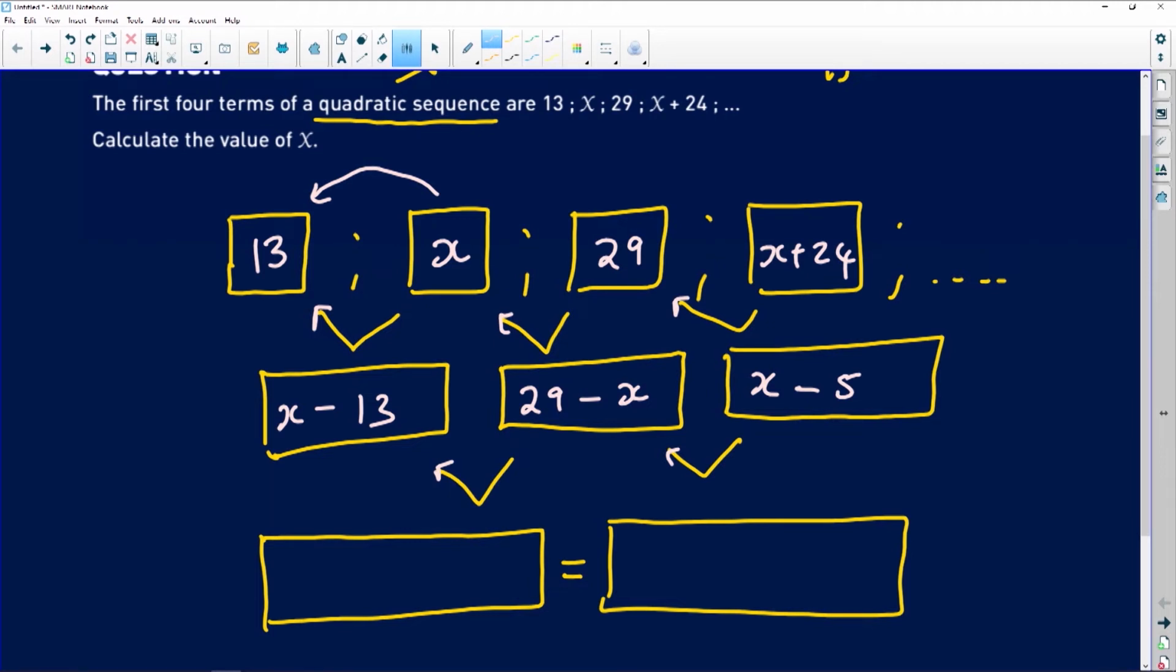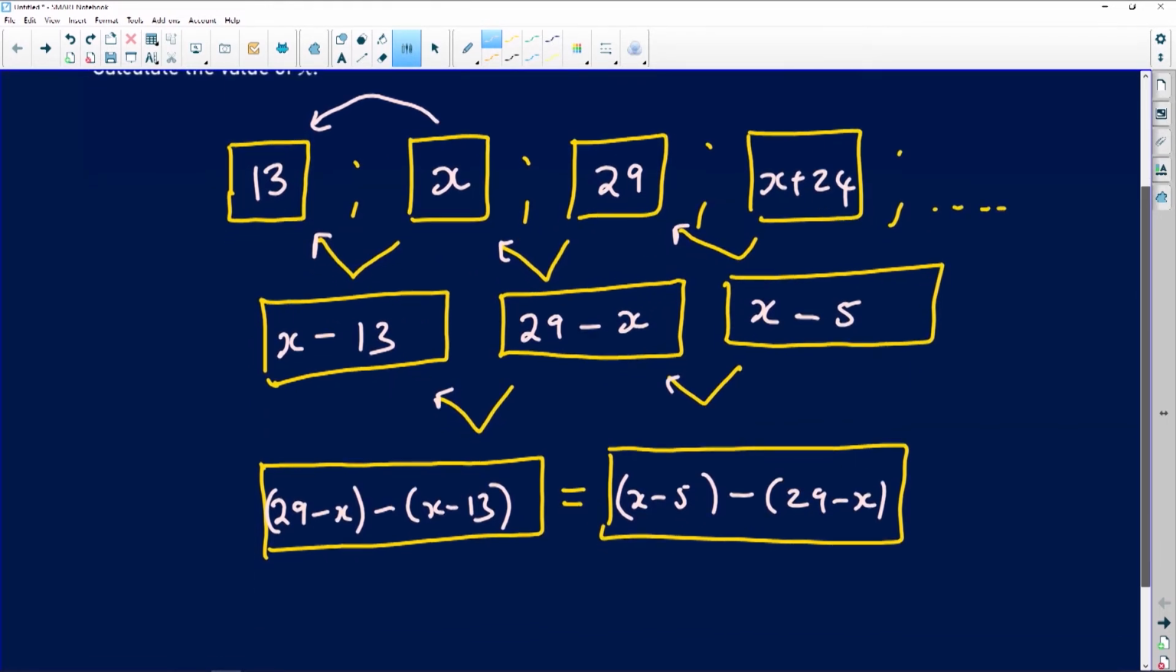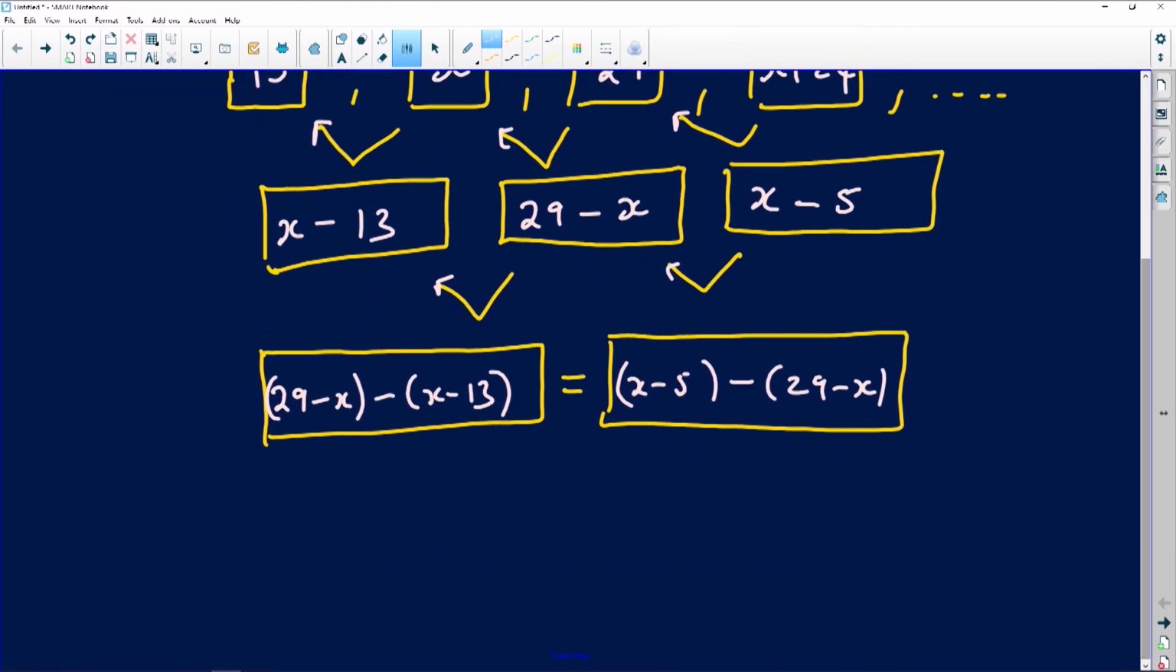So we are going to be looking at 29 minus x, which is the term that we have here, subtract the term before that, which is simply going to be x minus 13. But that needs to be the same as the difference between x minus 5 as well as 29 minus x, right? So this is what makes a quadratic pattern unique. The last parts need to always be the same. So then I've got one variable with one equation, then I know for a fact that I'll be able to find the solution to this.